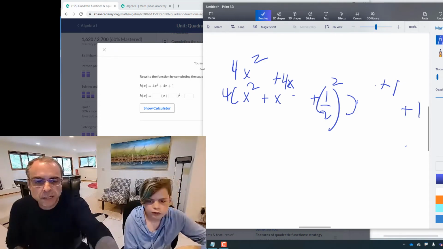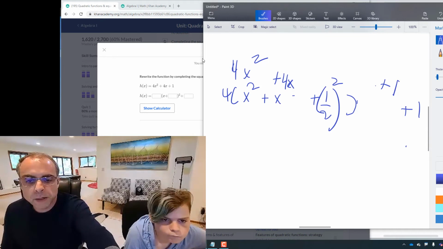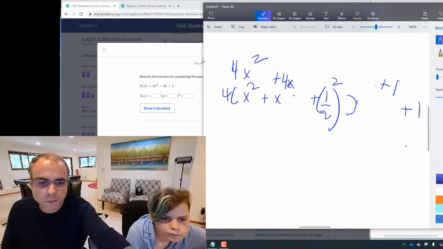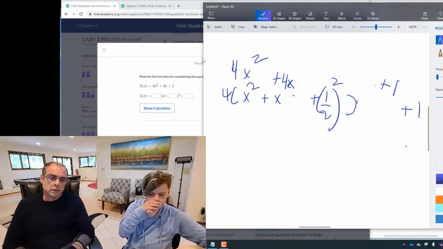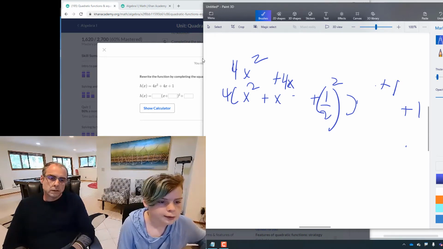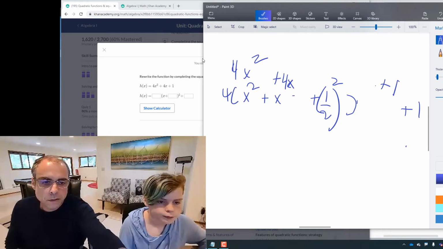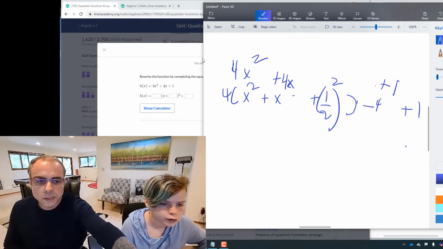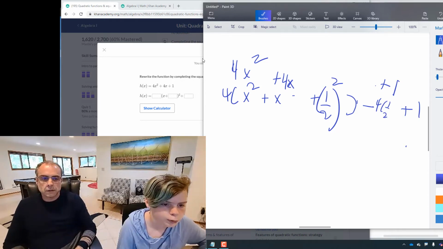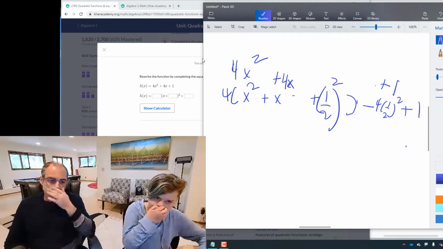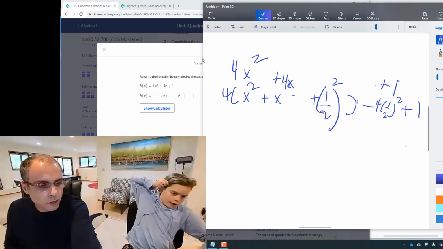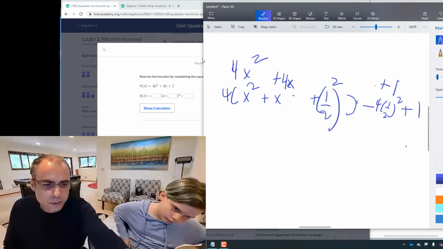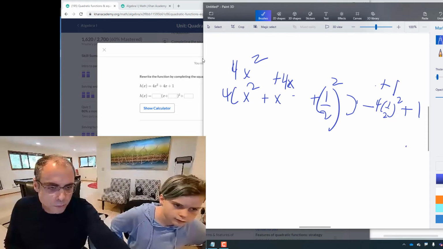Yeah, so basically you've added a half squared, but it's being multiplied by 4, so you need to subtract a half squared, but you need to multiply by 4. So you do minus 4 times a half squared. Does that make sense? Because you added a half squared here, but really you added this times 4 after the distributive property. So you've added that here, so you need to subtract the same here. So that becomes minus 4 times a half squared.